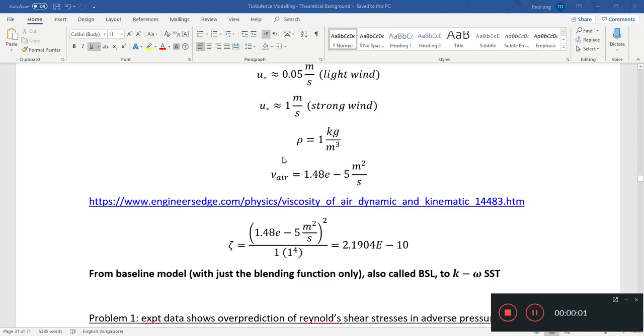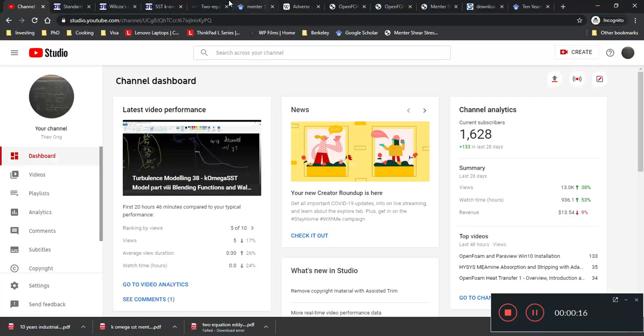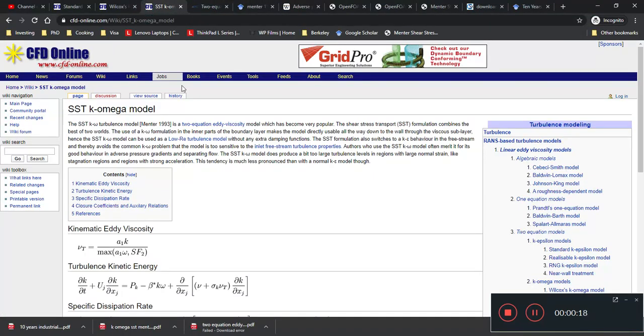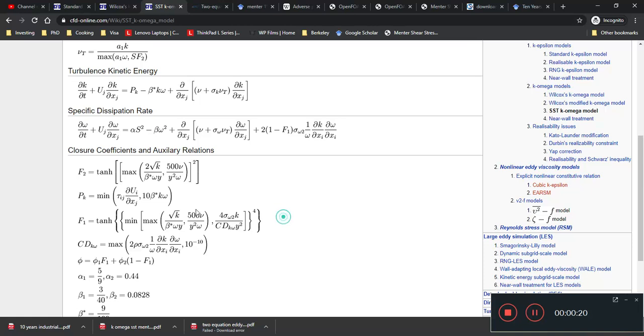And hello everyone, welcome back to this discussion on the k-omega SST model in this turbulence modeling series. In the last video, we generally tried to describe this blending function, which is F1. We described the behavior of this blending function, and basically this helps us to blend both the k-epsilon and the k-omega model.